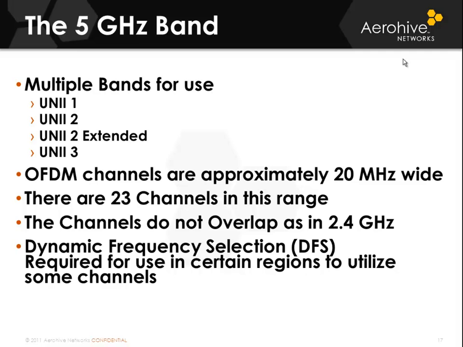If you are working in Uni 2 and Uni 2 Extended, some regions require you to use what are called dynamic frequency selection devices, or DFS. These devices will have the access points periodically go off channel, scan for channels where there is no noise, save that, and then if there's suddenly noise or interference on their own channel, they'll send out a special management frame called an action frame to the service set.